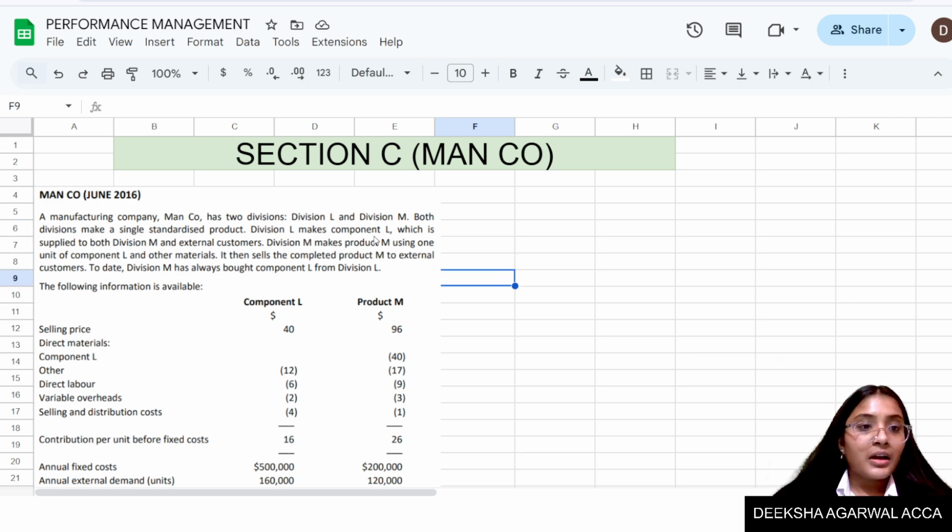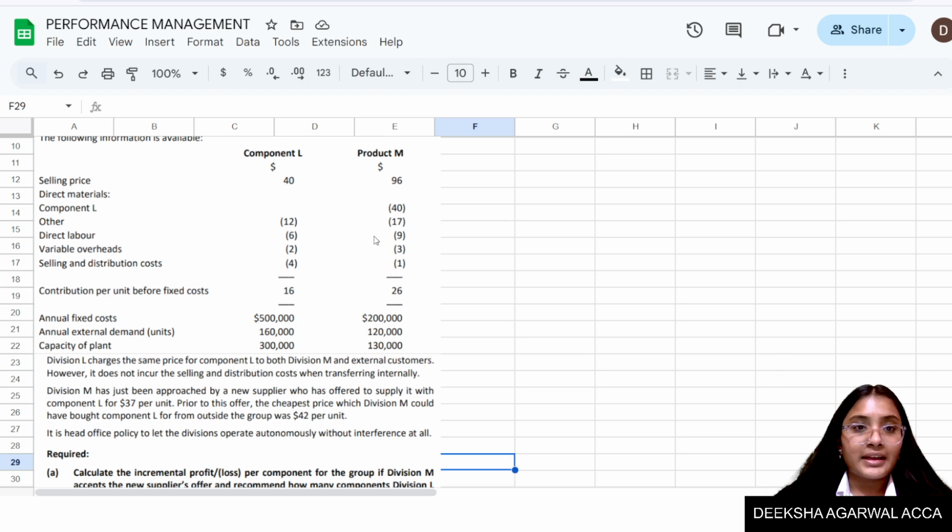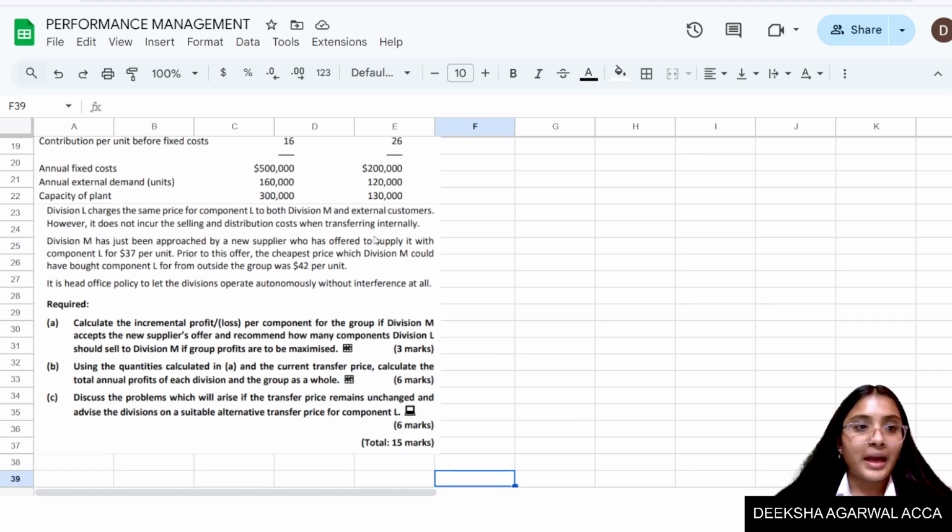Now, the following information is given to you about L and M. You can see selling price, direct material, component L, other direct labor, variable overhead, selling and distribution cost, contribution per unit before fixed cost, annual external demand, capacity of plant. Now, Division L charges the same price for component L to both Division M and external customers. However, it does not incur the selling and distribution costs when transferring internally.